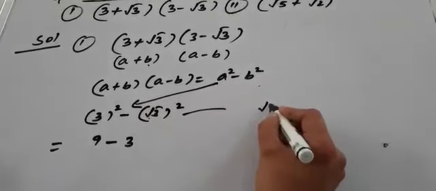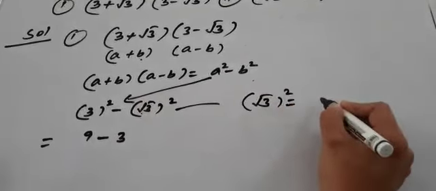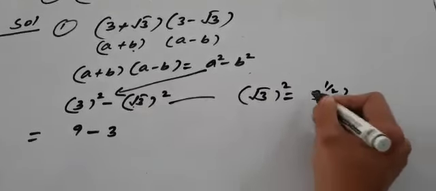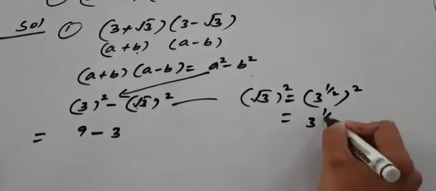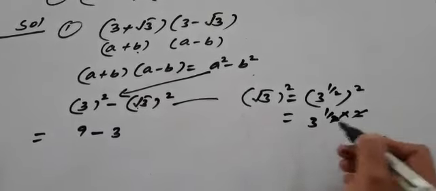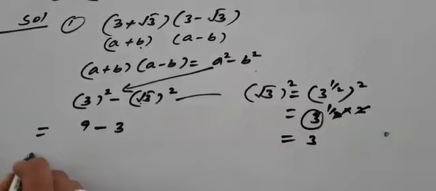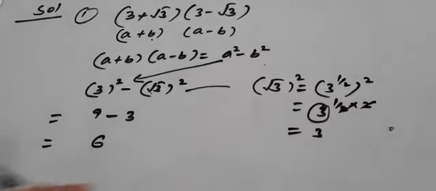You can solve it like this: root 3 whole square, and root can be written as a half power, and using the law of exponents, 3 to the power 1 by 2 into 2, you will get 3. Then 9 minus 3 is equal to 6.